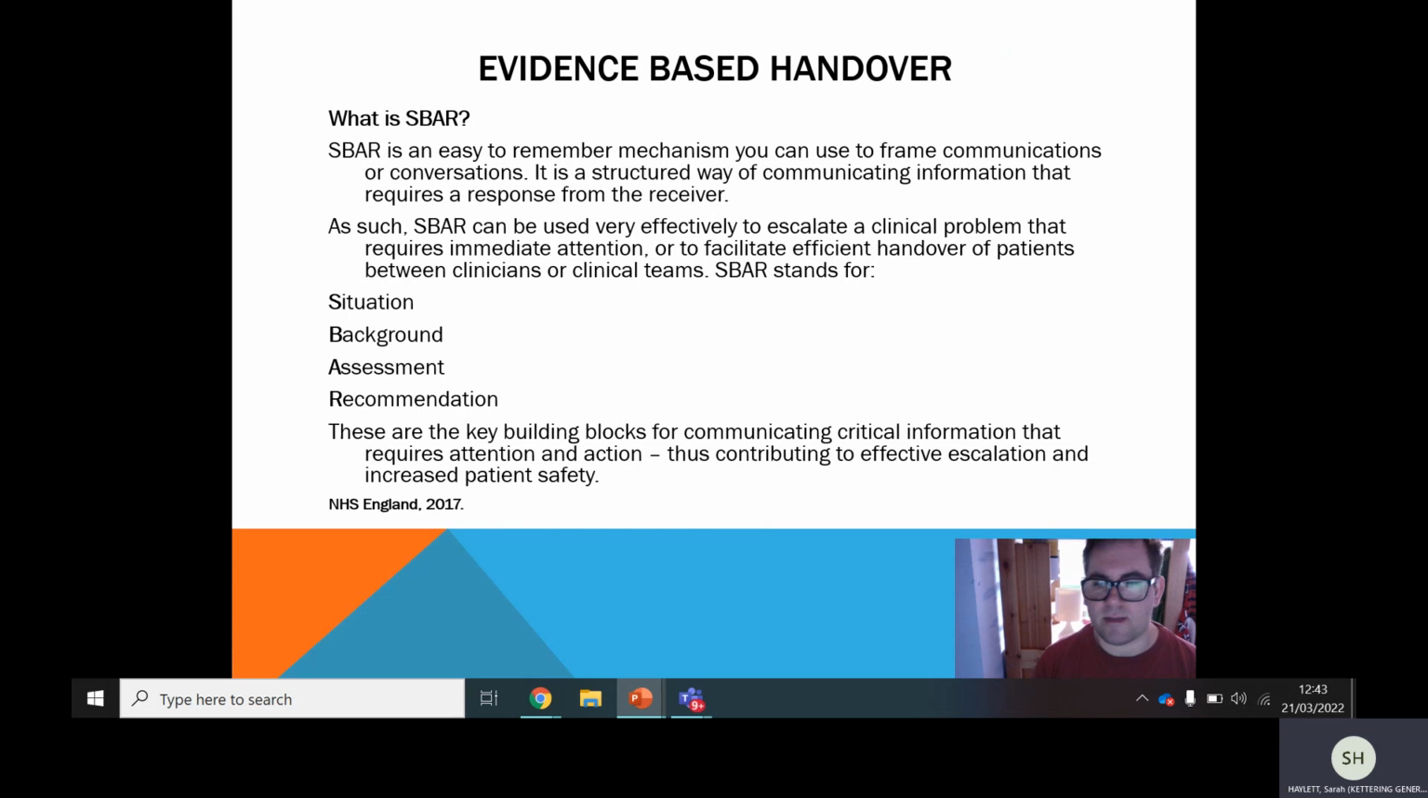Recommendation. So what did I recommend? I recommended a chest x-ray, pain relief, and urgent escalation to one of the ED clinicians. And then obviously you're going to review that as well, make sure that the plan has been followed. Okay, so we know that doing this SBAR well, according to NHS England, increases patient safety.